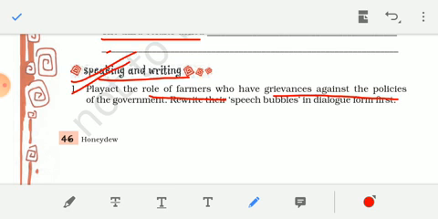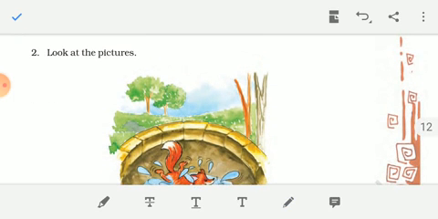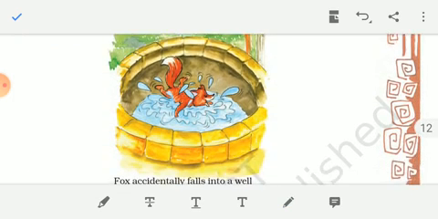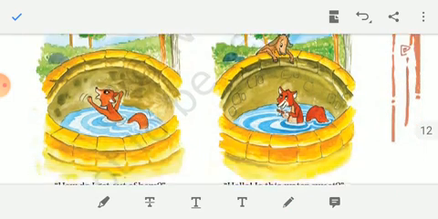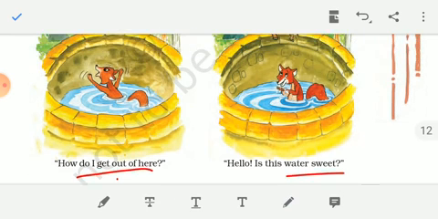Okay, let's go ahead. Now look at the pictures. You can see the pictures given here. First picture: a fox accidentally falls into a well. "How do I get out of here?" "Hello, is this water sweet?" Here the goat is asking.